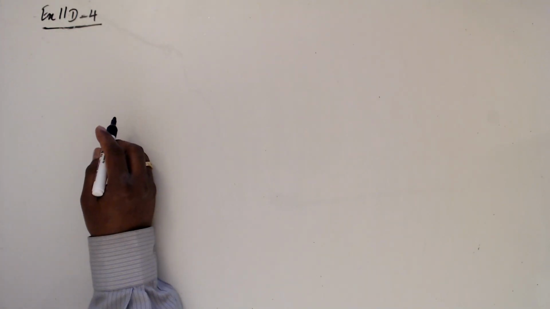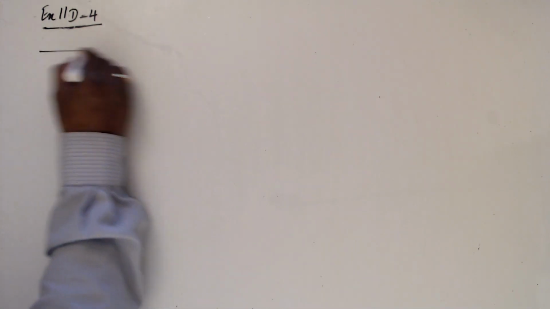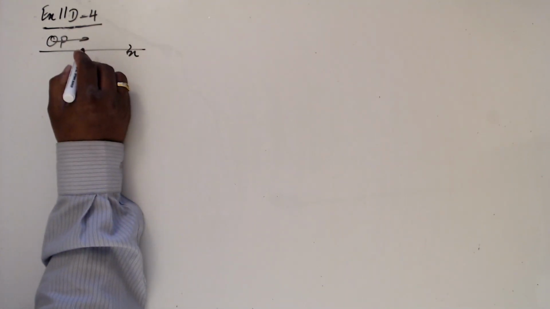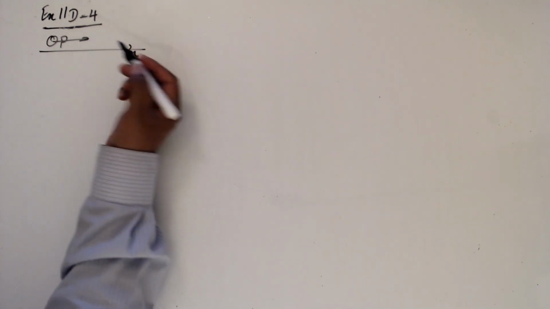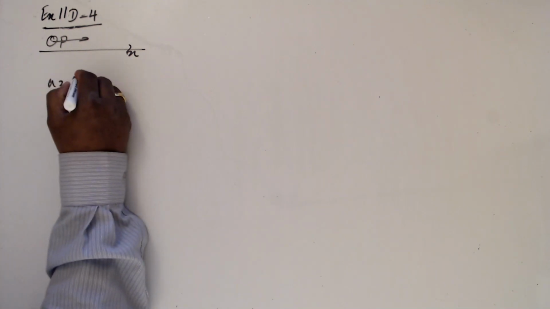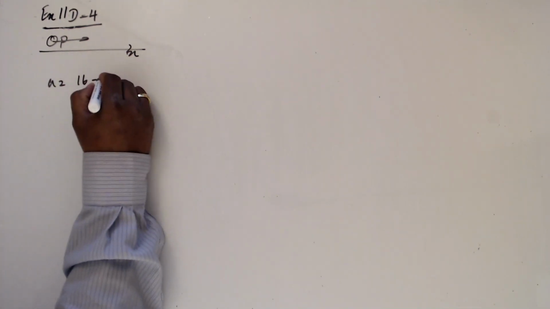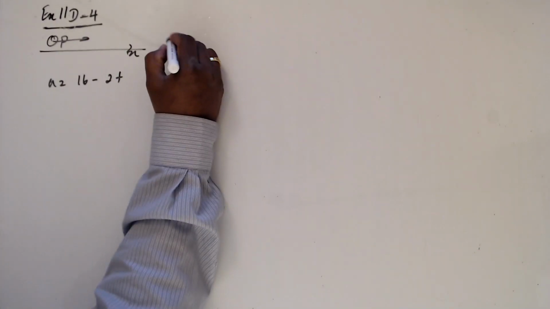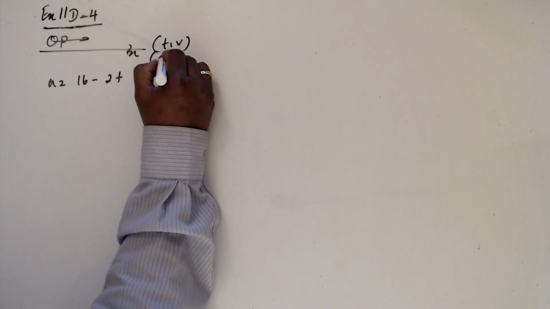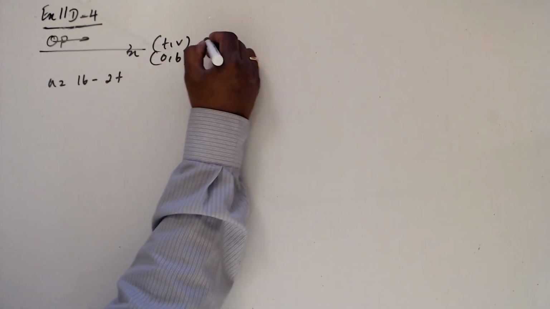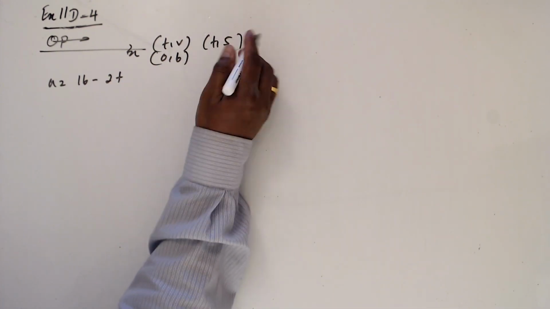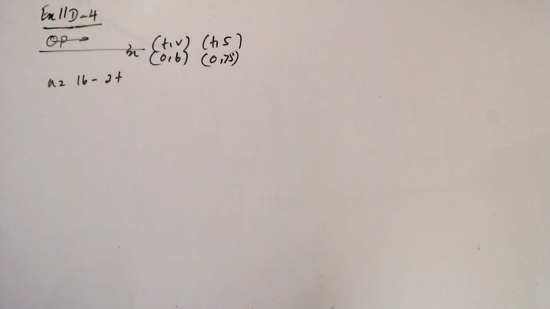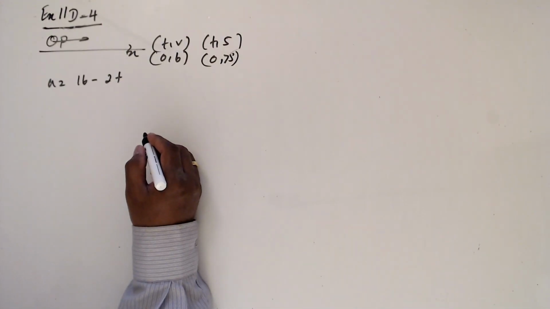Question number 4, the particle P is moving on the x-axis. The acceleration equation is given, that is 16 minus 2t, and when t equals 0, v equals 6. So the coordinate is given, t and v. Then time and displacement is given: when t equals 0, s is 75. So we need to find v in terms of t.